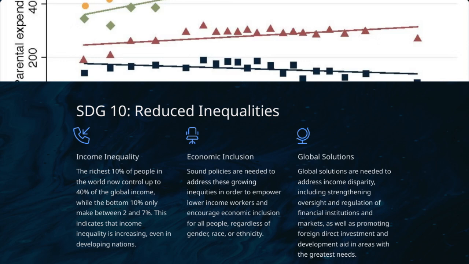Now, looking at the bigger picture, income inequality is a pressing issue. The data shows that the richest 10% of people now control up to 40% of global income, which is staggering. Meanwhile, the bottom 10% only make between 2 and 7%. This gap is widening, even in developing nations. It underscores the urgent need for targeted solutions to reduce these disparities. This ties directly into SDG 10, which focuses on reducing inequalities. Achieving this goal is vital for creating a fairer world where everyone has the opportunity to thrive.